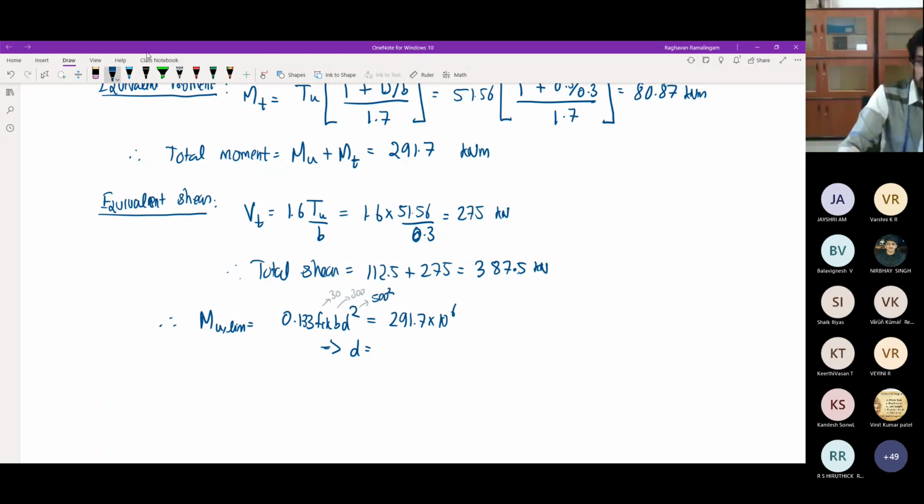450 square, sorry. Effective depth is 450, not 500. Full depth only is 500. Sorry, I'm messing up things. D is what you have to find. We need to check whether 450 is okay. So how much do you get for D? Find out D and let's see what comes. If it's 450 or more than 450, we'll see.